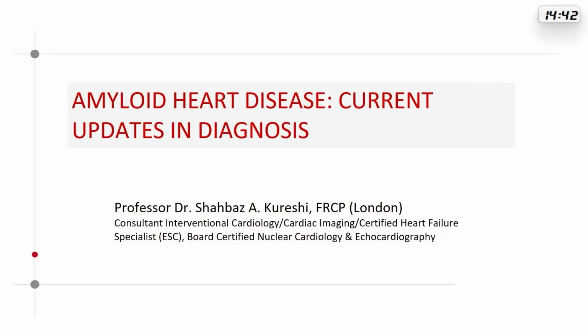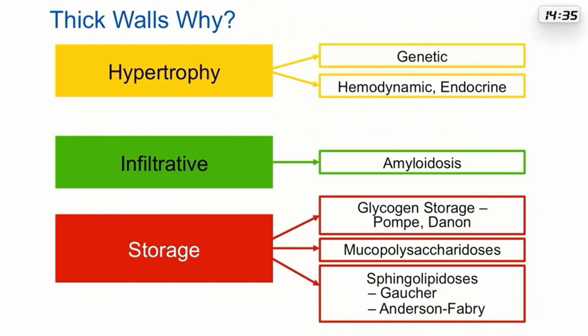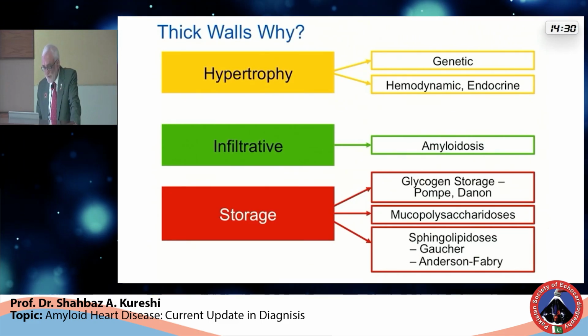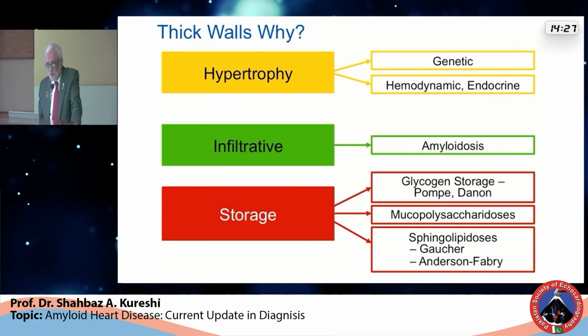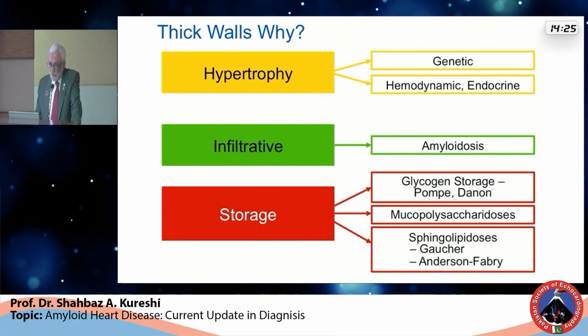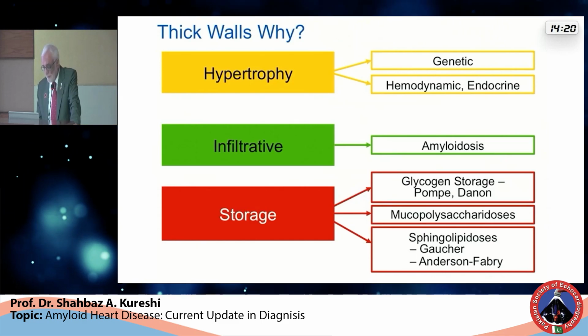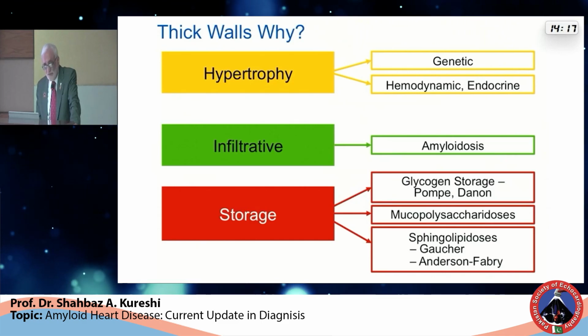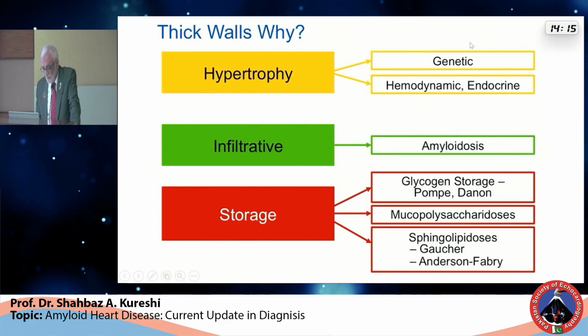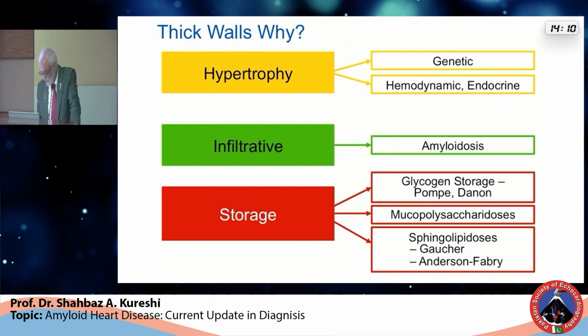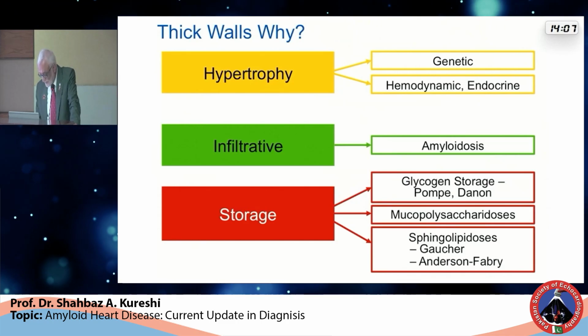What I'm going to do in the next 15 minutes or so is to talk to you about amyloid heart disease and the current updates in diagnosis. Whenever we see thick walls, we need to ask the question why. Number one, it could be hypertrophy, which could be genetic, hemodynamic, or endocrine. Infiltrative could be amyloidosis. Storage, like the glycogen storage diseases, Pompe and Danon disease.